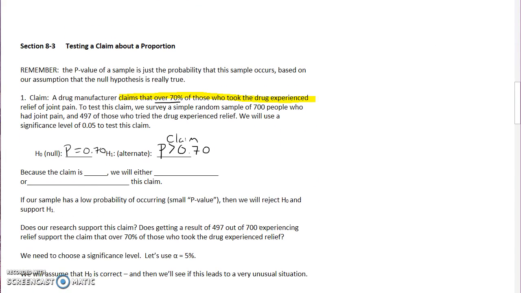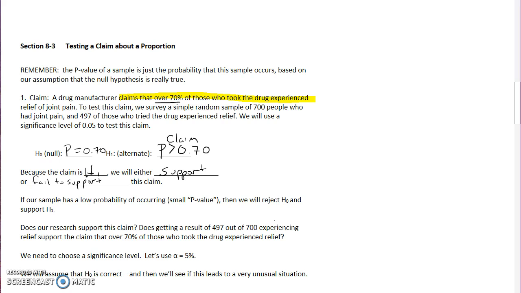So back down to the notes. Because the claim is H1, we will either support or fail to support this claim. If our sample has a low probability of occurring, a small p-value, then we will reject H0 and support H1. If our p-value is large, then we will fail to reject.